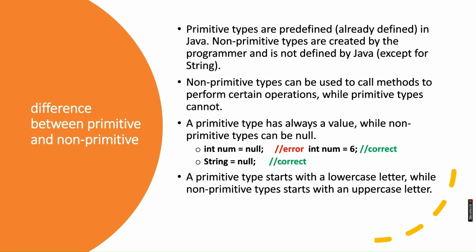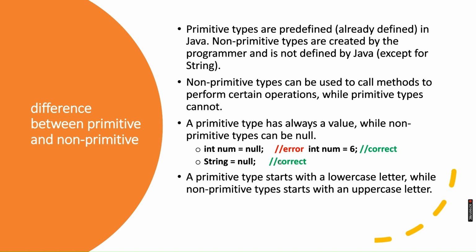Now what is the difference between a primitive and non-primitive type? Primitive types are predefined, already defined in Java. Non-primitive types are created by the programmer and are not defined by Java, except for string. Predefined means that int, for example, is primitive. It is already in the programming language, so you don't have to create it or define the type of it. It's int, integer, real number. Whereas non-primitive, for example, an array of ints, an array of strings, an array of doubles, is different.